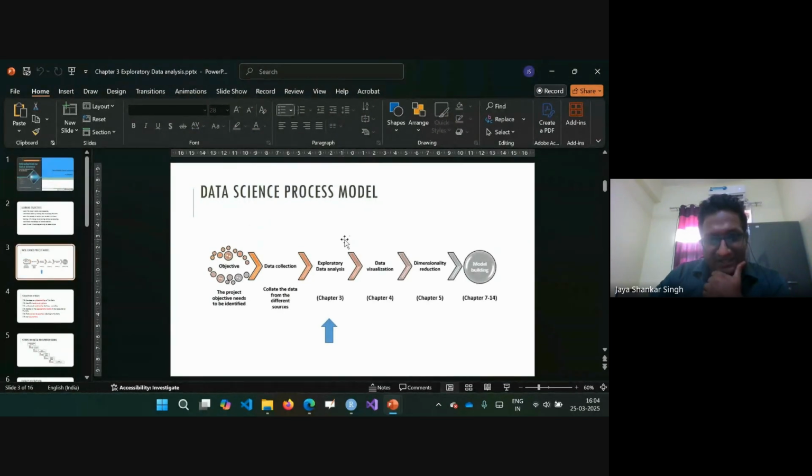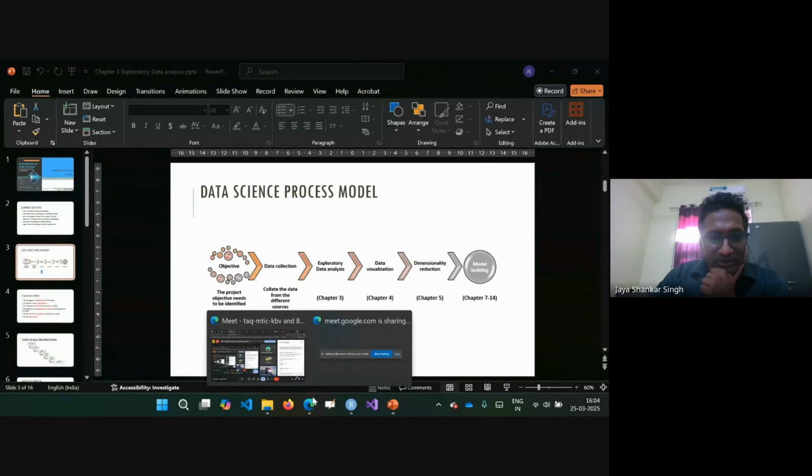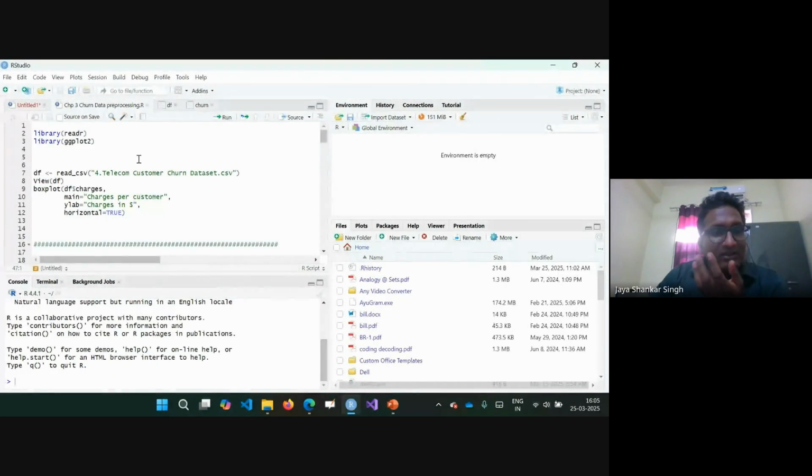This is how the data science process model looks. You will start with an objective. In any data analysis process, there will be some objective you are trying to achieve. In this particular case, we have churn data of a particular telecom company. What is churn rate? Churn rate is when the consumer leaves the company and shifts to a competitor.